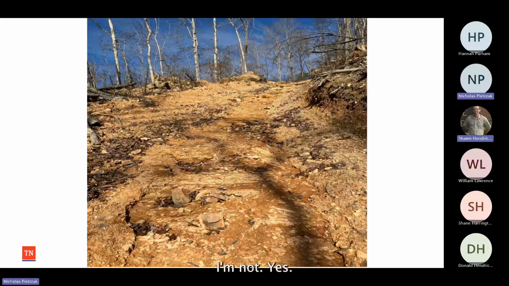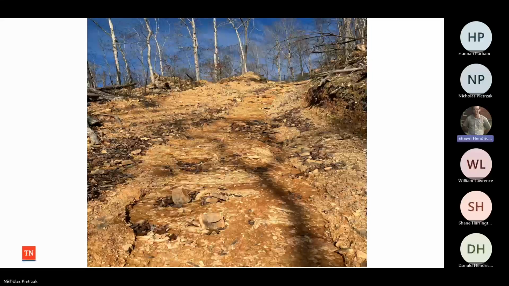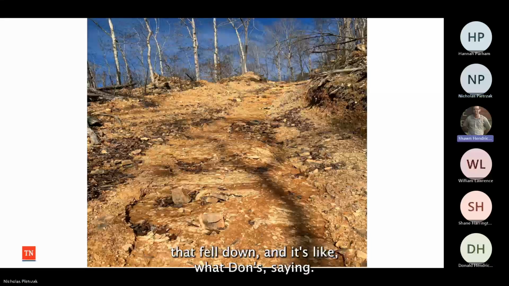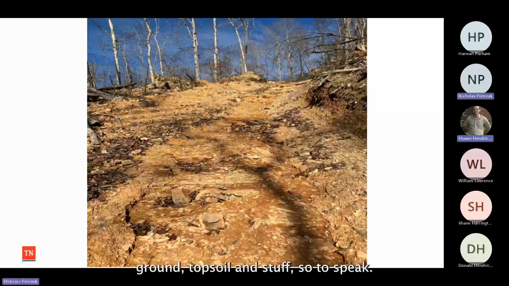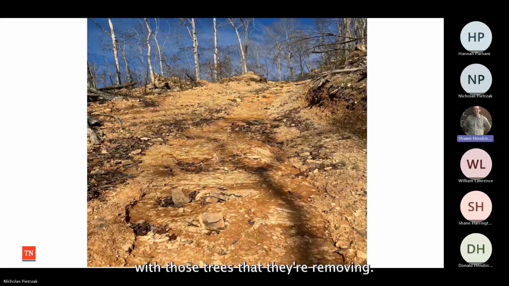I'm not direct. So Nick, this is related to the Hurricane Helene damage with the flooding and stuff. So FEMA's coming in and doing a lot of removing some of that federal stuff, trees that fell down, and it's like what Don's saying. It's opened up a lot of open ground, topsoil and stuff, so to speak. What I would expect is they're doing a lot of mulching with those trees that they're removing.